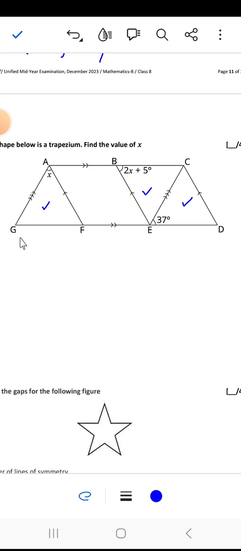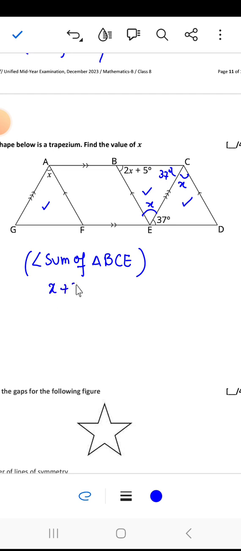This is very important. So it means if this is x, this is also x, and if this is x, this is also x. So if this is 37 degree, because they are similar triangles, this is also 37 degree. So you can use this triangle. So you can say angle sum of triangle BCE.